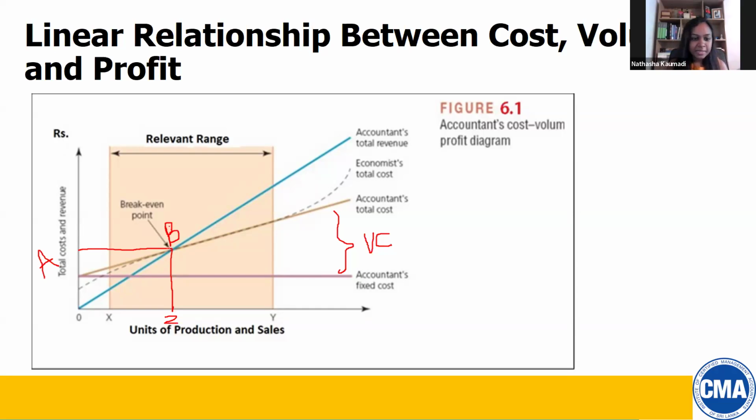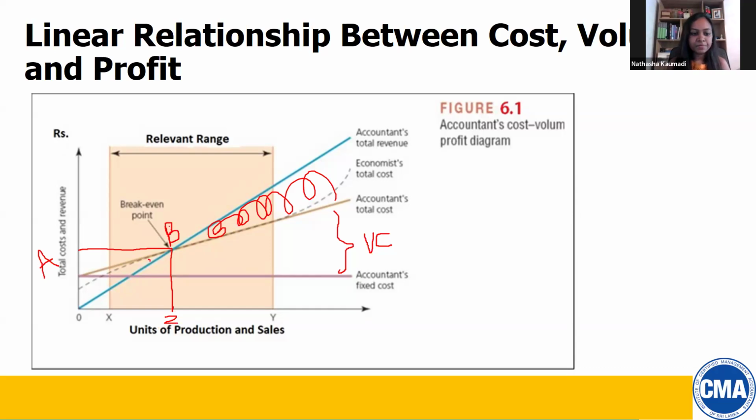So this is the break-even point. Total revenue equals total cost. This area, the difference between revenue and cost, we identify as profits. When you exceed Z quantity, when you exceed A sales revenue, you have profits. But let's say you are below A and below Z. That means you are below the break-even point.